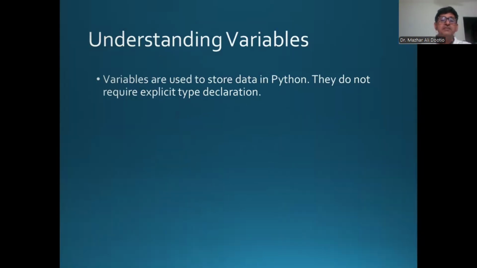So friends, variables are used to store data in Python. They do not require explicit type declaration. In simple terms, a variable is a container for storing values. So think of it as a labeled box where you can keep data and retrieve it later.